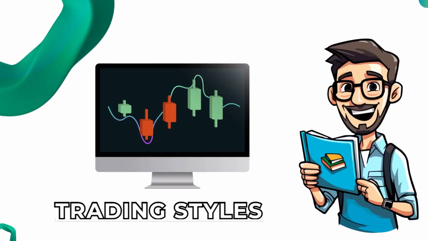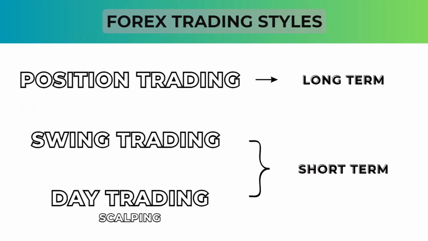Now, all that aside, what are the trading styles we have in the financial market? Basically, there are three types of trading style. We have position trading, we have swing trading, and we have day trading. Now, under day trading, we also have scalpers who also take out their trades or close out their position in a single day. Scalping is also a form of day trading.